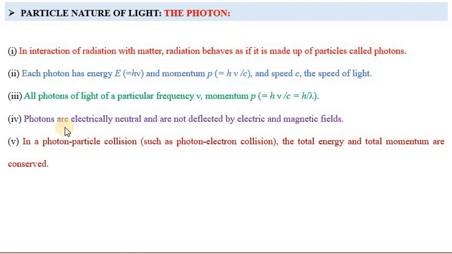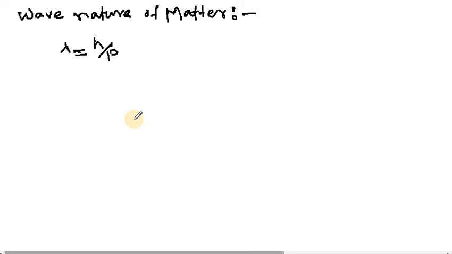Now I am coming to the wave nature of matter, the dual nature, the wave-particle nature of light. Dual nature means light shows the particle nature and also the wave nature. The wave nature of light shows in phenomena like interference, diffraction and polarization. On the other hand, the photoelectric effect and the Compton effect are the particle nature behavior.